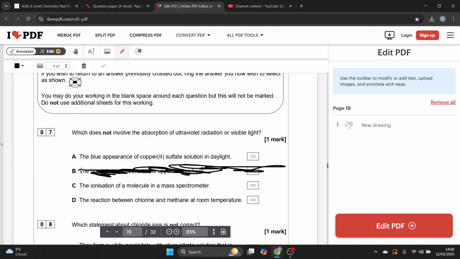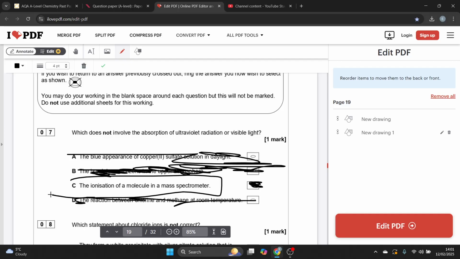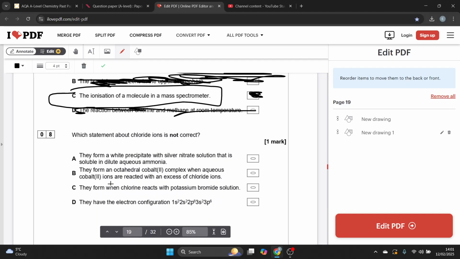Ionization of a molecule in a mass spectrometer, definitely not. Reaction between chlorine and methane at room temperature, yeah, free radical substitution, all of that. Yeah, definitely not. Ionization of a molecule in a mass spectrometer, definitely not. 7C. Question 8. Which statement about chloride ions is not correct, aka is false?